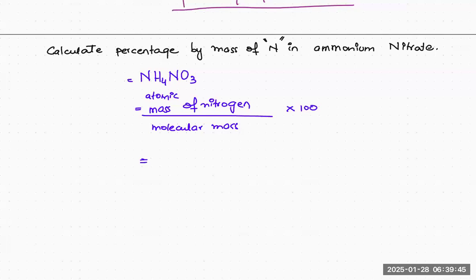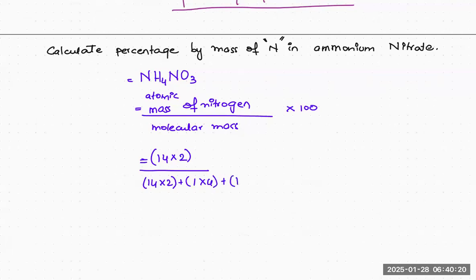And how many nitrogen do we have in ammonium nitrate? We have 2 nitrogen. So we will do 14 multiplied by 2, divided by the molecular mass. So molecular mass will be, we have 2 nitrogen, so 14 multiplied by 2, plus, again, if you look in the periodic table, hydrogen is 1, so 1 multiplied by 4, plus oxygen is 16, 16 multiplied by 3. And then you multiply by 100.